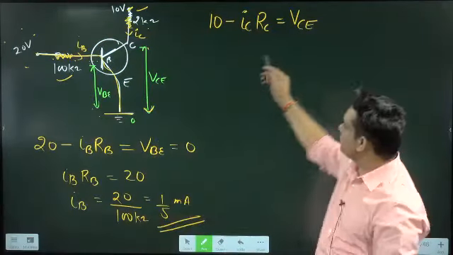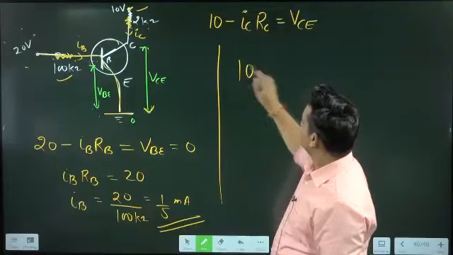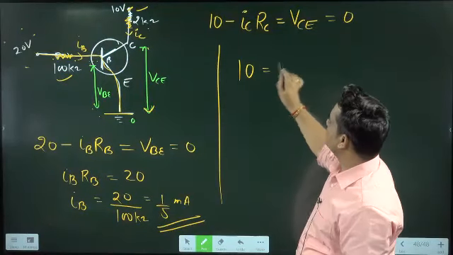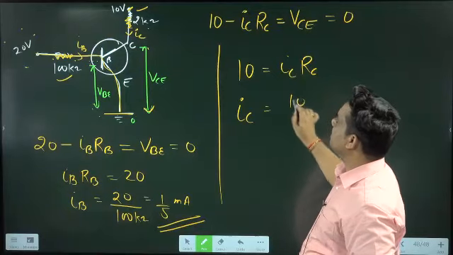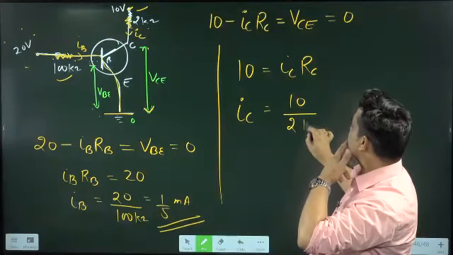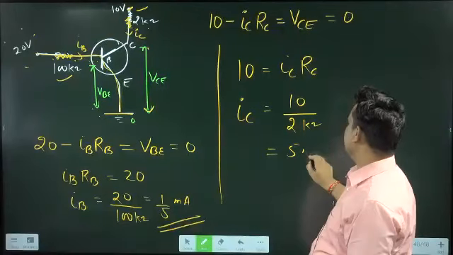Okay, and from here we can write in this one 10. This is also 0, not given. So 10 equals IC into RC. So you can say IC will be equal to 10 divided by RC, which is 2 kilo ohm. So we can write this will be 5 milliampere.